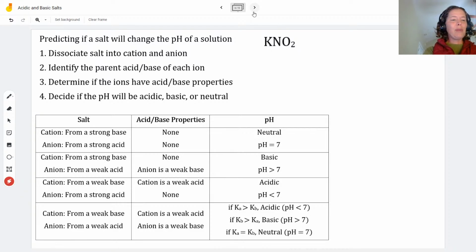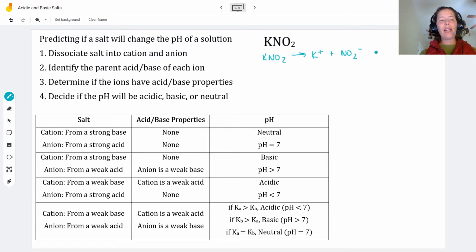So we have potassium nitrite, and we're going to do the same thing. So let's dissociate it. Potassium nitrite, we're going to have the potassium cation and the nitrite anion. Again, we're going to figure out if these are conjugates, where they're coming from. So potassium is very much like sodium, and this is going to be true for all of your group 1 elements. They're all going to be coming from hydroxides.